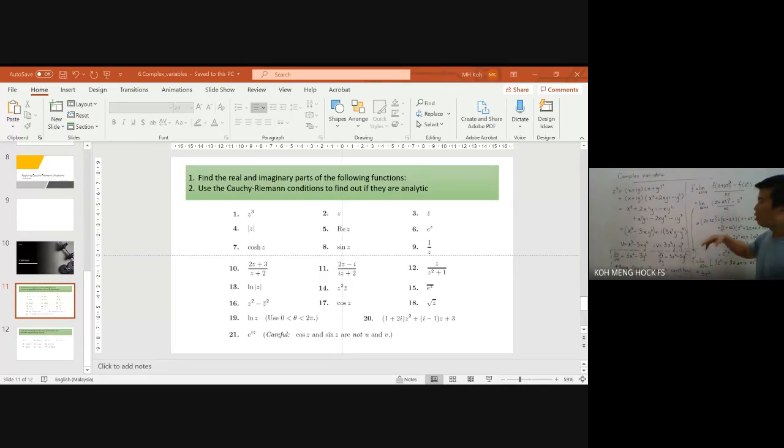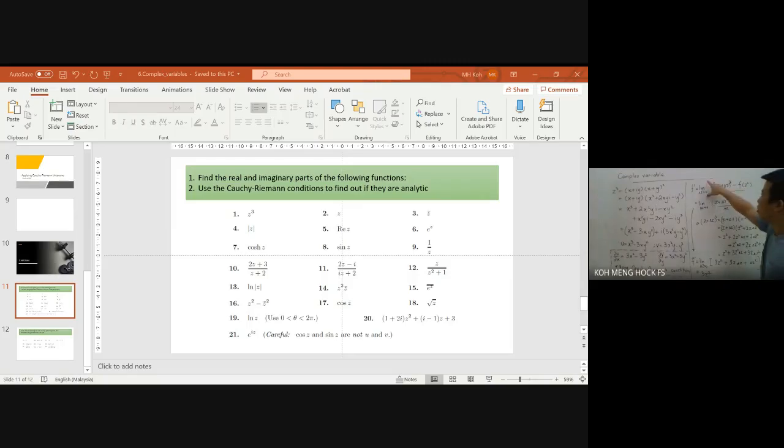This is the function u and the function v of this function z to the power of 3. On the right hand side here, I want to show you the same approach that we did just now in order to show whether this function z to the power of 3 is analytical or not. So what I do again, I write my definition.